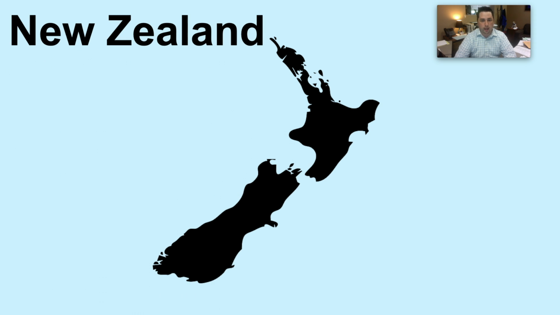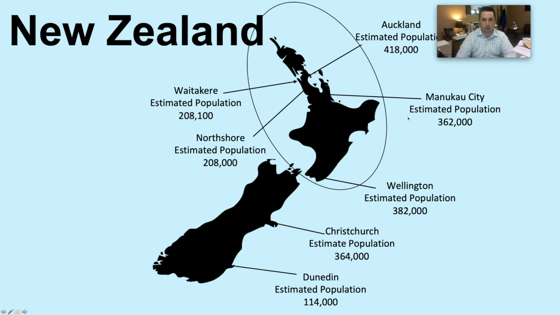We take a look at New Zealand. It's broken into two islands. Most of the people in New Zealand live in the top portion of the island. 3/4, in fact, live on the top northernmost island. There are some folks in the southern islands, but most in the northern part.